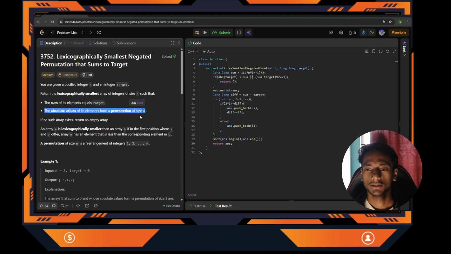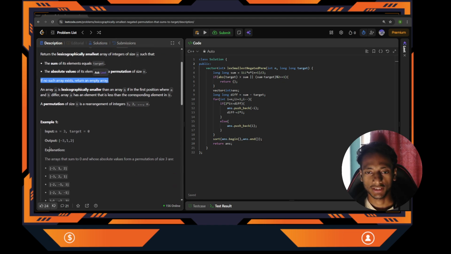That means in the result array, our number range is 1 to n, correct? And each number will be present only once. And if no such array exists, return an empty array.